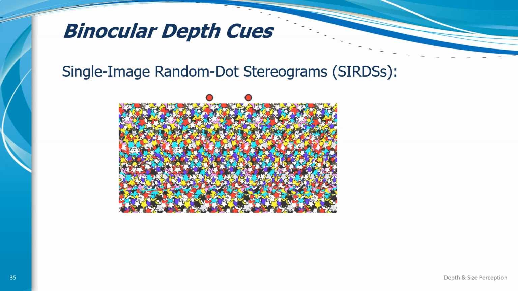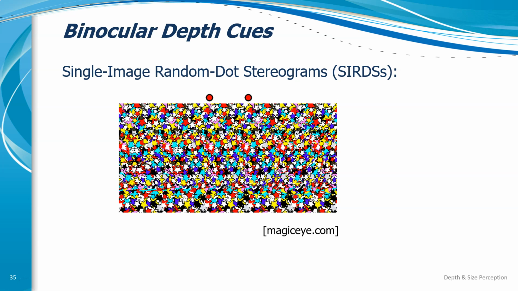Starting in the 1990s, using the power of computers, some very clever images started to be produced. These are called single-image random dot stereograms. They've inherited this from the random dot stereograms created by Julesz, and instead of having just black and white dots, you can see this image is made up of stars, and a lot of them are overlapping. What you have to do to see this is a bit artificial.